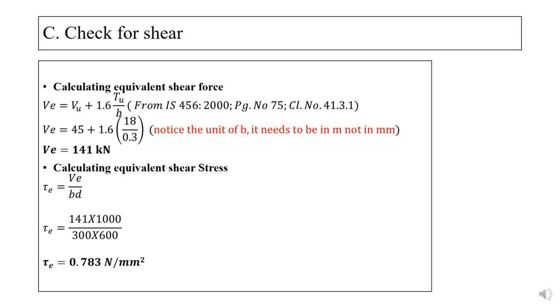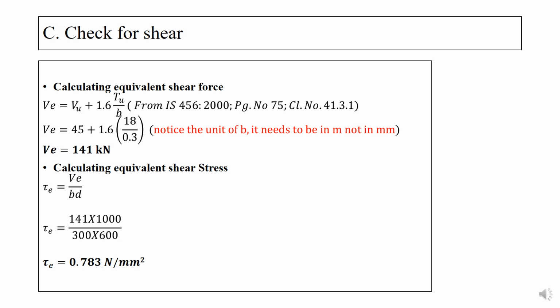Now we need to check for shear, the equivalent shear generated due to torsion, which is given on page number 75 in clause number 41.3.1, where VE is equal to VU plus 1.6 TU upon B. Remember, B should be substituted in meter and not in mm, just to check for unit compatibility. So VE turns out to be 141 kilonewton. From that, we can calculate the equivalent shear stress generated due to torsion, that is tau E, which turns out to be 0.783 Newton per mm square.